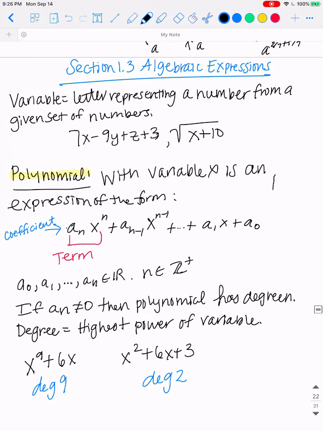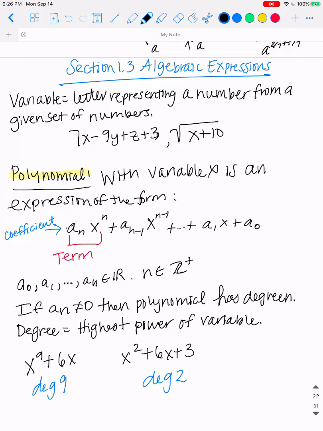Okay. Hi everyone. So now we're going to go over algebraic expressions. A variable is a letter representing a number from a given set of numbers. Here are some examples: x would be a variable, y would be a variable, and z would be a variable.